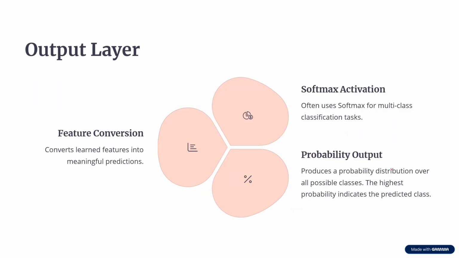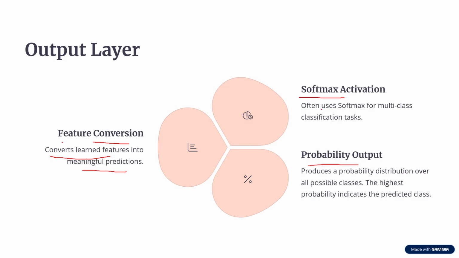So the next slide is about the output layer. In the output layer we have feature conversion, softmax activation and probability output. In feature conversion, it converts the learned features into a meaningful prediction, meaning the last layer gives the final answer, like it is a cat, dog or a car.